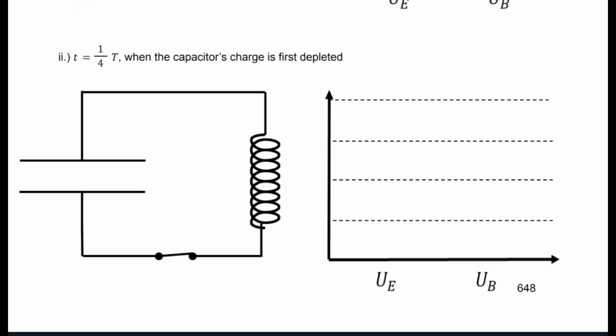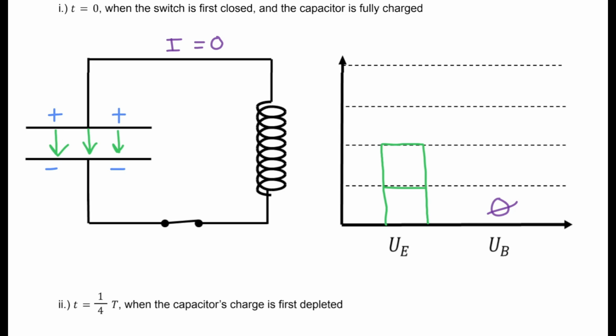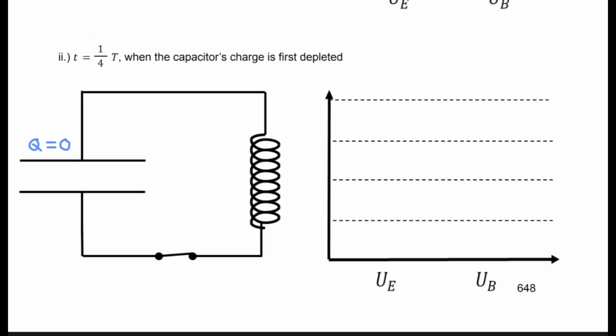Next, we'll look at a quarter cycle later when the capacitor's charge is first depleted. So this means that there is no charge on either capacitor plate. But what that means is that there must be a current flowing through the circuit. And if we look at the direction, if we treat this capacitor like a battery, we would see that the positives would move around clockwise. So the current passing through the inductor must be oriented down through the inductor.